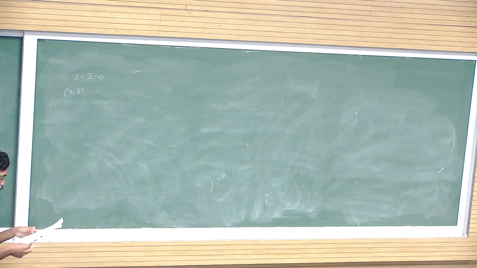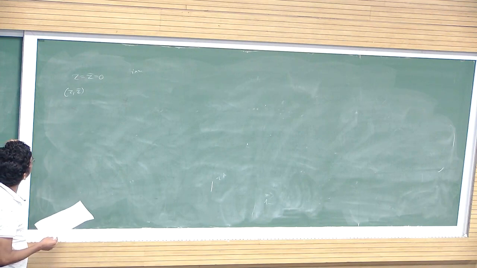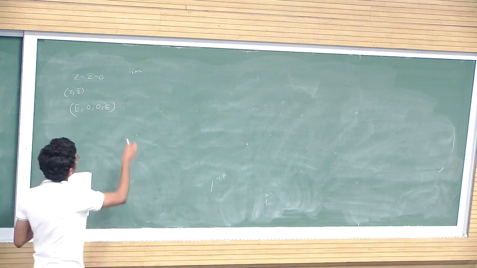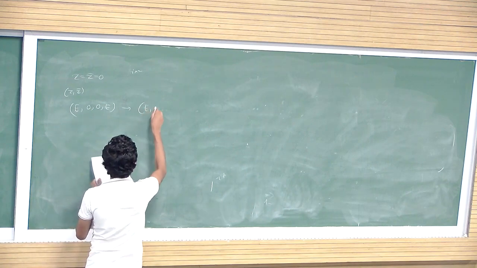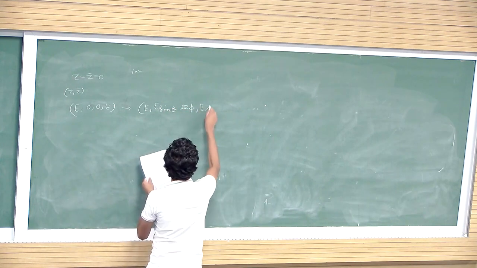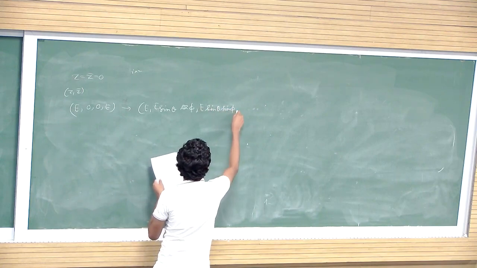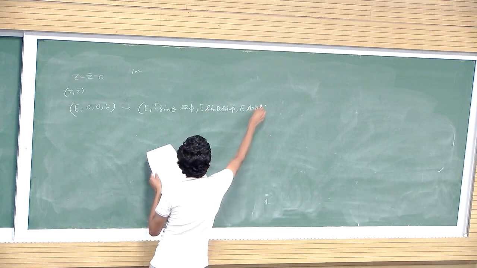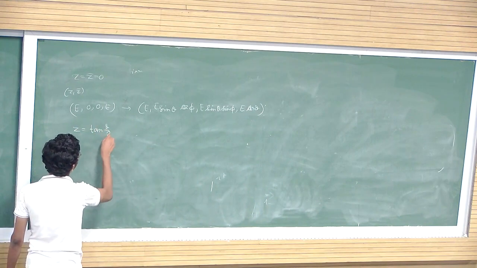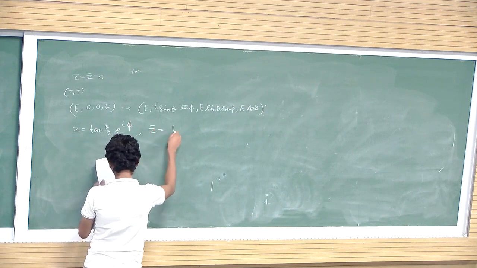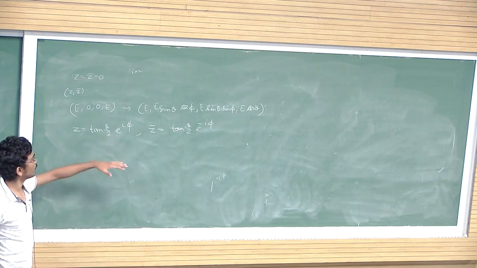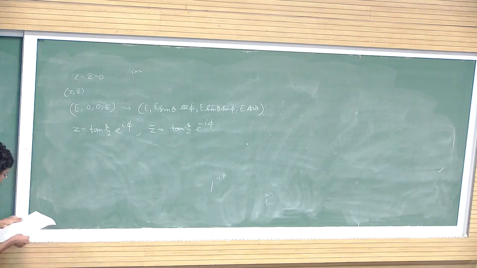Okay. Just to see that, you can take this null momentum, say (E, 0, 0, E), and make a rotation to get the most general null momentum, which is given by (E, E sin theta cos phi, ...). Then for this most general null momentum, you can see that z is given by tan(theta/2) e^{i phi}, and z bar is its conjugate. So z bar only depends on the angle, the direction of the null momentum, and this basically forms a two sphere.